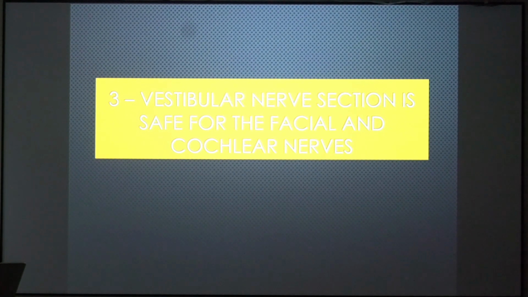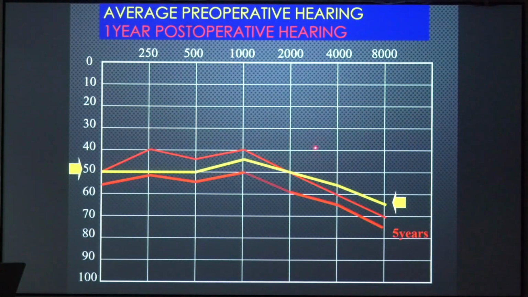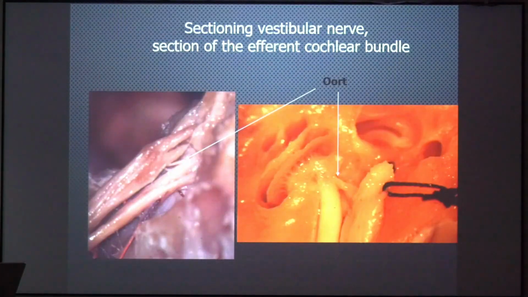Actually the hearing loss also stops going down. It also stops at whatever level it is. So actually the disease stops there. How, we don't know, but this is only by long-term studies that they have documented, and vestibular nerve section prevents further hearing loss. So these are the long-term studies of patients with nerve section and without nerve section.